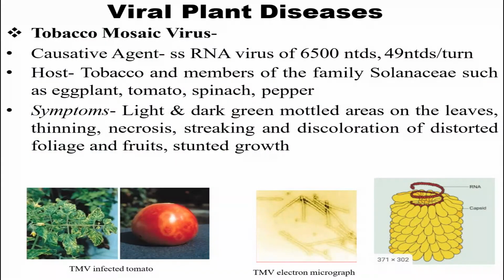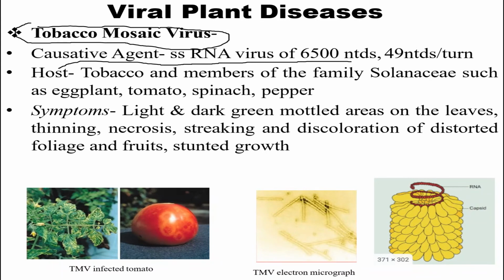Moving on to the next, viral diseases. Until now we talked about some of the fungal and bacterial diseases. Moving on with the viral diseases, there is tobacco mosaic virus. The causative agent is a single-strand RNA virus of 6,500 nucleotides, 49 nucleotides per turn, and the hosts are tobacco and members of the family Solanaceae, such as eggplant, tomato, spinach, and pepper.